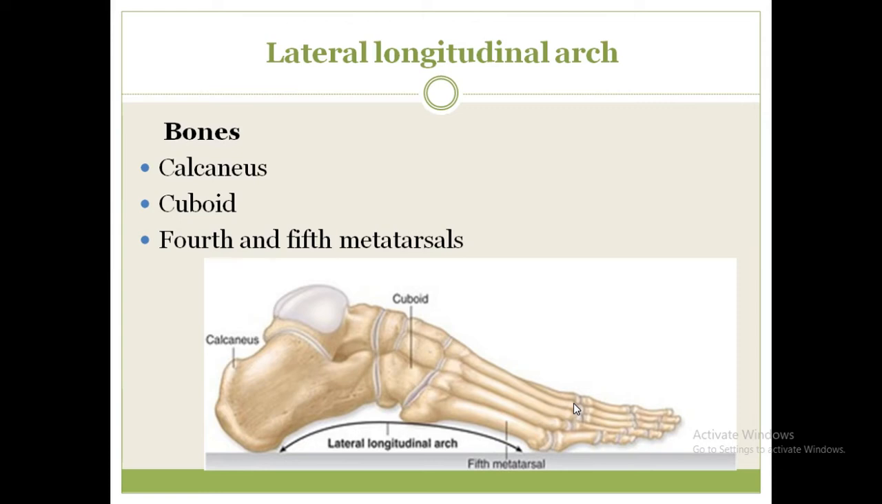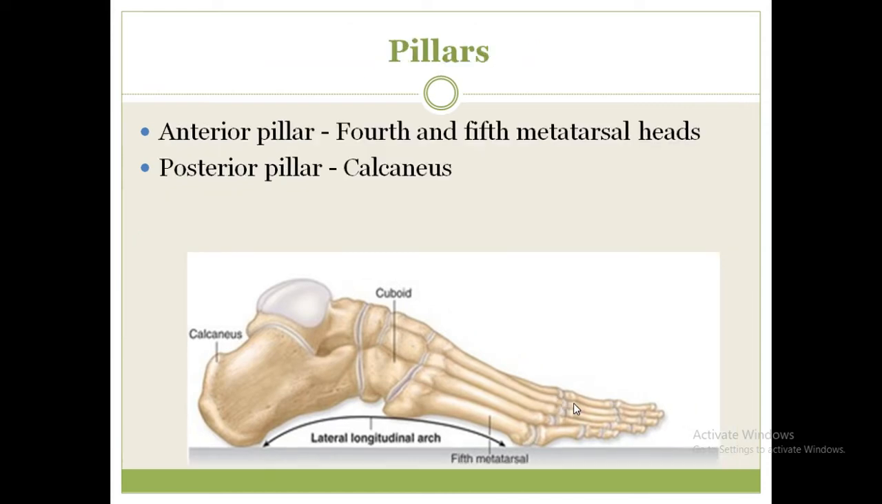From the forefoot, the fourth and the fifth metatarsals, because this is the lateral part. Then from the midfoot, we have the cuboid, and finally from the hindfoot, we have the calcaneus. Then obviously the pillars on which the arch rests. The anterior pillar is formed by the fourth and fifth metatarsal heads, whereas the posterior pillar is formed by the calcaneus.